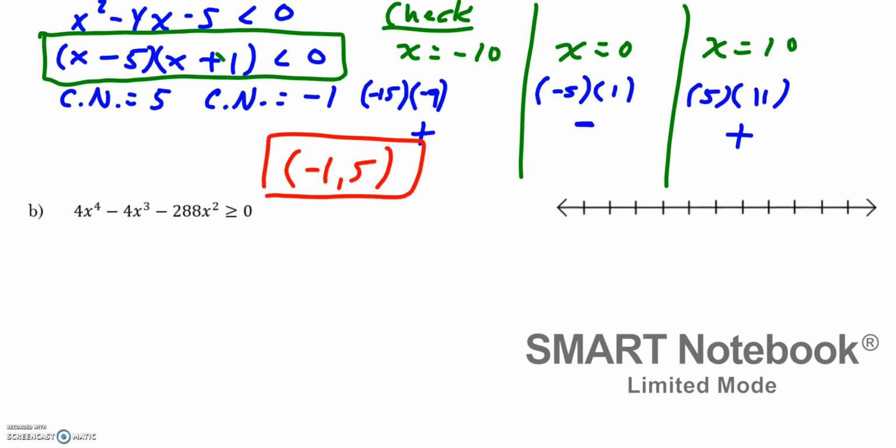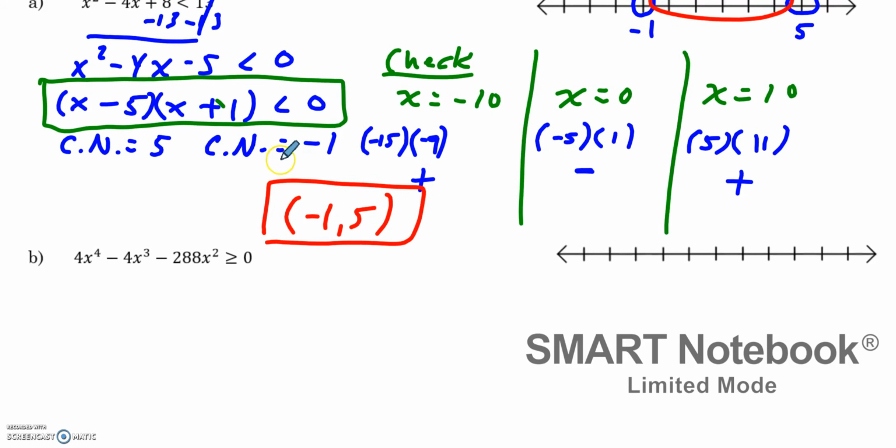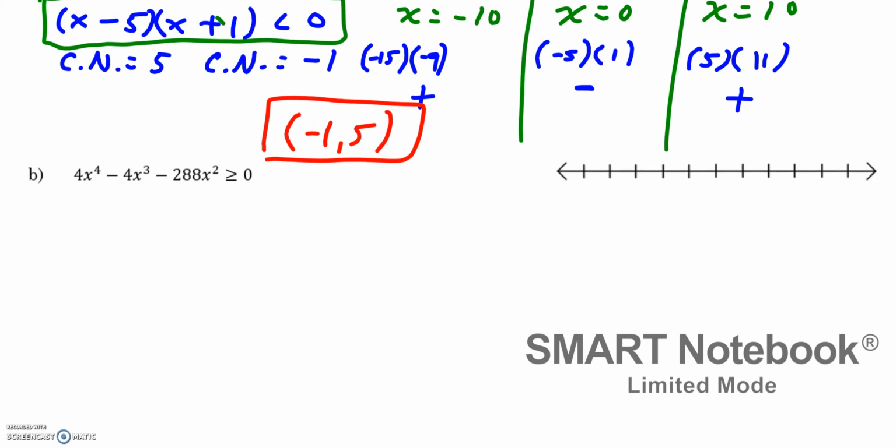The goal is the same as 9a, though we want to find our critical numbers, put them on the number line, and check all of the intervals to see if they're true or false. If I start with part B, I notice right away that we have a greatest common factor, a GCF of 4x squared. If I take that out, I'm left with x squared minus 1x minus 72 is greater than or equal to 0. This time we had the 0 alone already and didn't have to move anything, so that's nice.